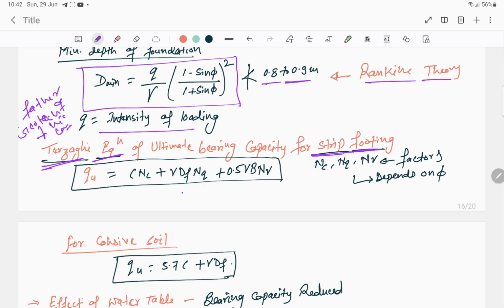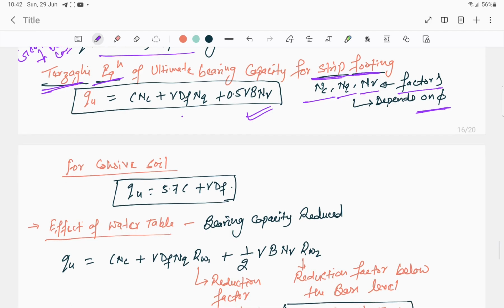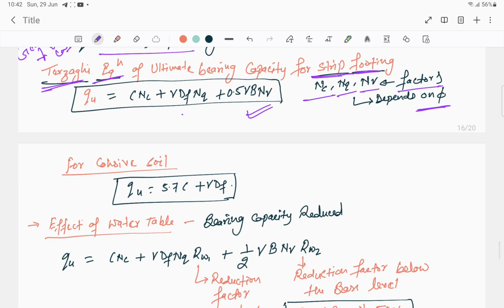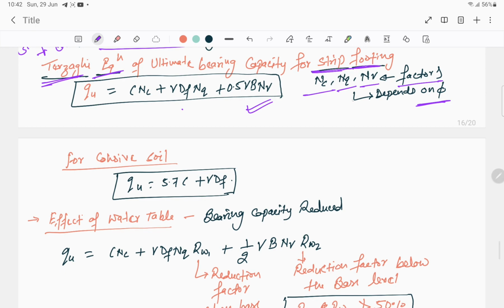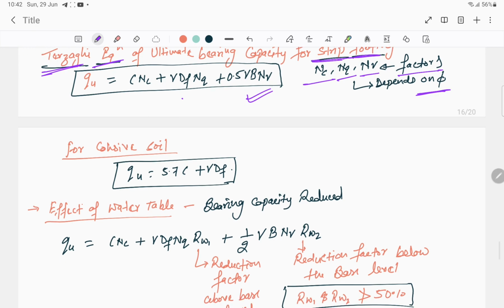Okay, so the total formula is like this, in which Nc, Nq, Nγ are the factors which depend on phi. Phi is the friction angle of the soil. There is also an expression to calculate Nc, Nq, Nγ, but as of now we do not require this calculation, as it is already given in objective questions, but you can calculate. So I am not considering this expression, but you should know there is an expression to calculate Nc, Nq and Nγ, which depends on phi.